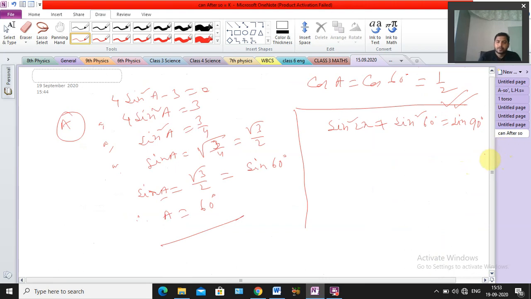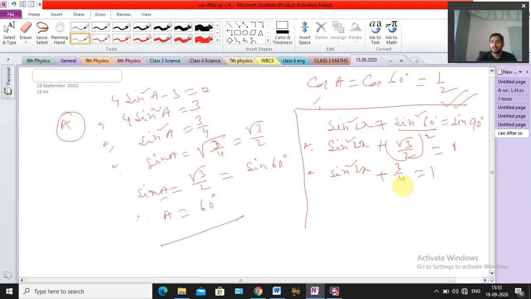Okay, so then what to do? Here we find the value of x. At first write it: sin square 2x plus sin square 60 degree. Sin 60 degree means root 3 by 2, so the whole square will come. Sin 90 degree means 1 only. Clear? Understood?